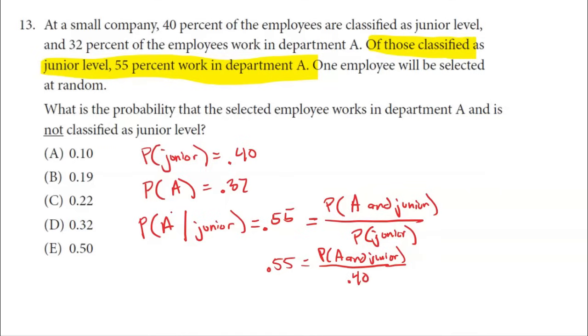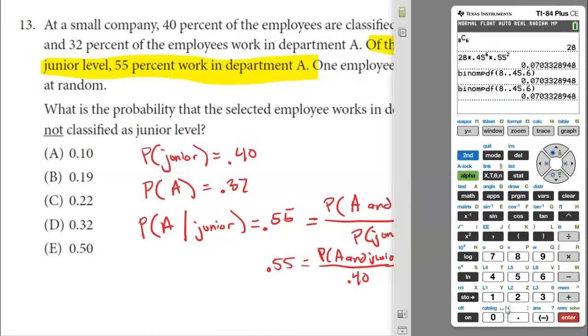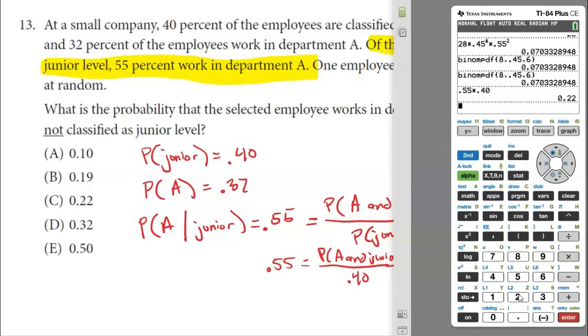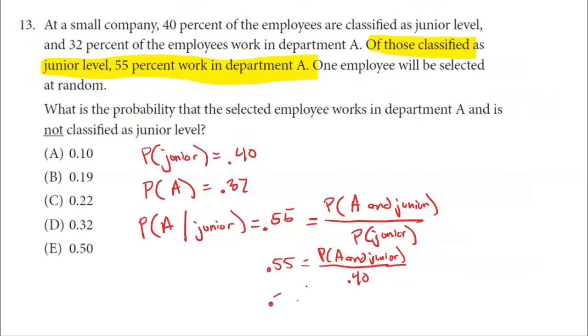So what I could do here is solve for the probability of being in Department A and being a junior level. All I've got to do is take 0.55 and multiply it by 0.40. So 0.55 times 0.40, and I get 0.22. So there's a 22% chance that the person is in Department A and is a junior level employee.